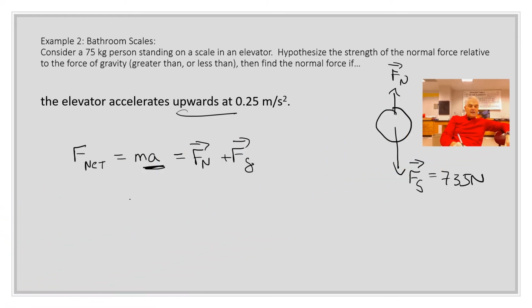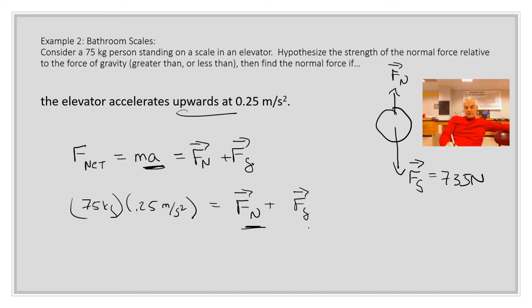So what I'm going to say is 75 kilograms times 0.25 meters per second squared, right? That's ma in this case, which would be equal to the normal force plus the force of gravity. And we're solving for the normal force. Now what we know is the force of gravity is 735. Get our calculator out. 75 times 0.25 is, we're going to round this, 19, which is equal to F of N plus 735.